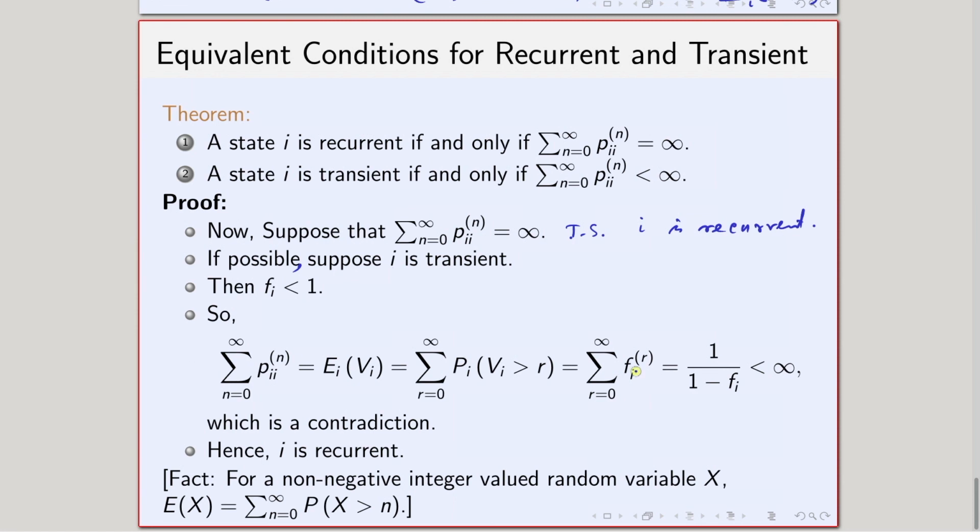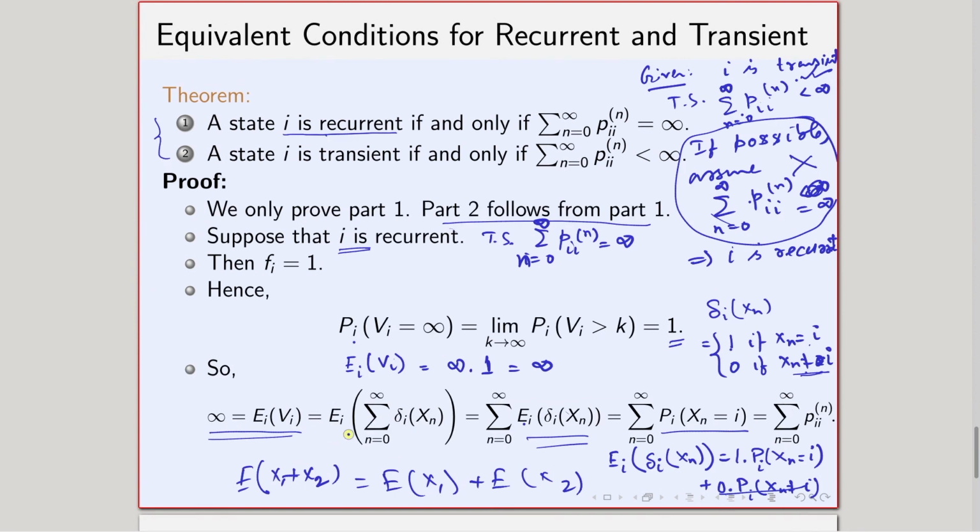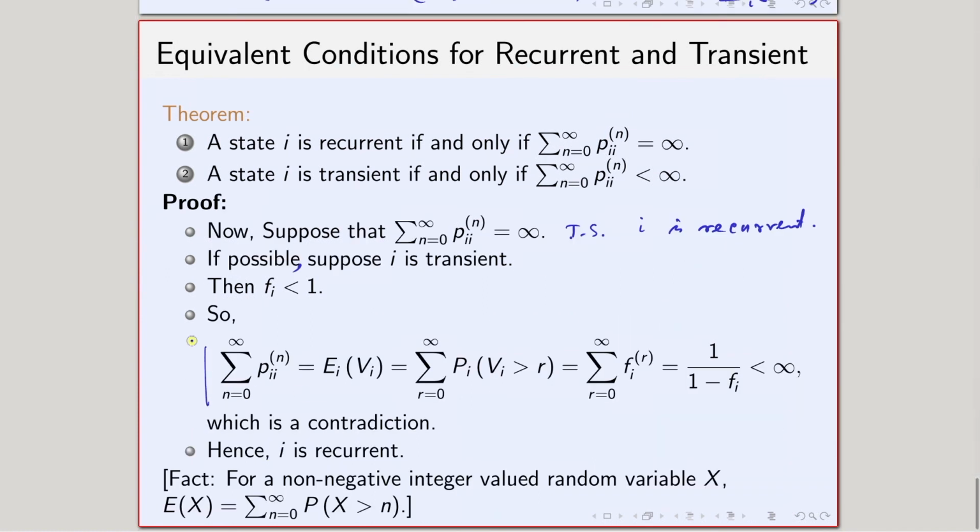What I have now is that this quantity is the same as this, which I have exactly shown here. Forget about whether it is finite or infinite; it does not matter whether i is recurrent or transient. Only if i is recurrent is this expectation infinite. So this same process gives us that this equality holds true. Now we use a fact whose proof is not given here: for a non-negative integer valued random variable X, the expectation of X can be written in this way.